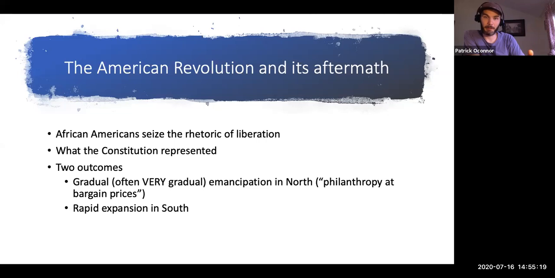So Connecticut, for example, like its neighbor Massachusetts, began gradual emancipation in the 1780s. There were still enslaved people there through the 1840s. New Jersey instituted gradual emancipation in 1804, and there were still enslaved people there at the time of the American Civil War. The final emancipation happened in the 1860s.